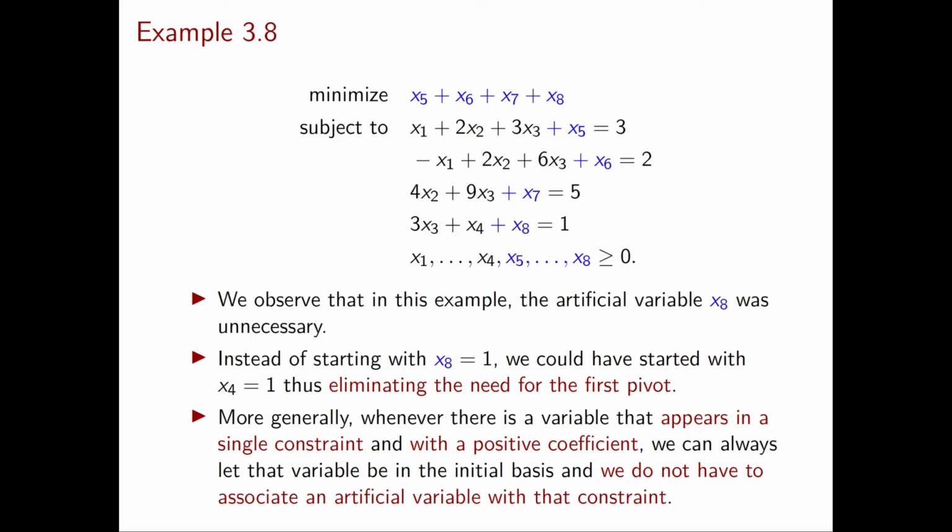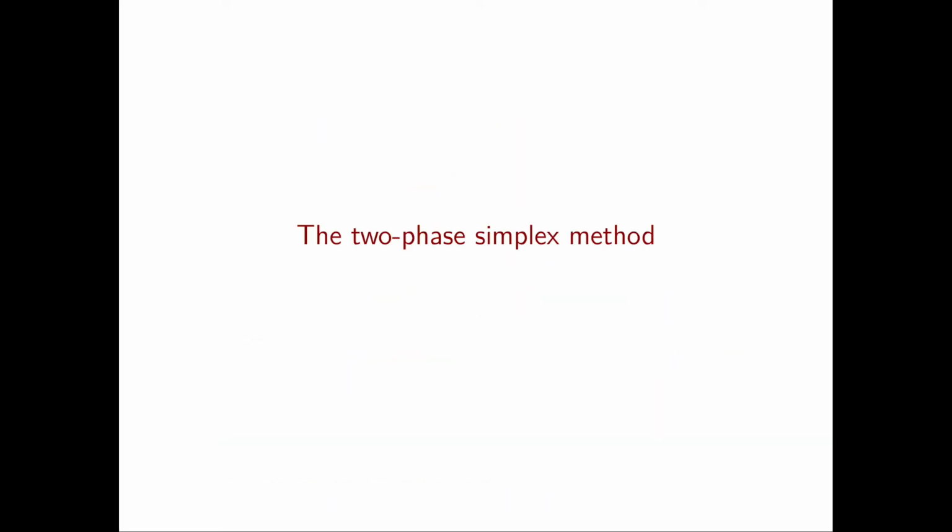So if you have a variable that appears in a single constraint and with a positive coefficient, it turns out that you don't need to introduce a slack variable in that equality constraint. I'm not going to give you all the details on how exactly to do that, and I leave this to you as an exercise. At this point, we have fully understood how we can solve a linear programming problem in standard form with the simplex method.